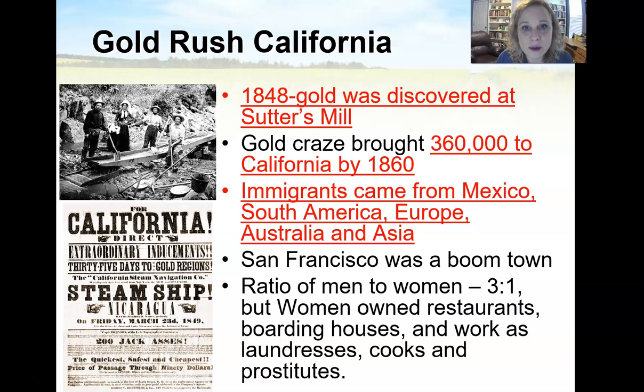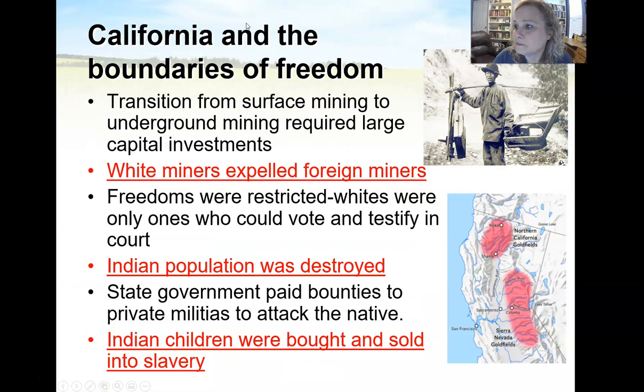The ratio of men to women is 3 men to 1 woman. Interestingly enough, people really don't make a lot of money off of prospecting itself. Most of the people that made money during this time were restaurateurs and hotel owners, and even brothels. That becomes a really big thing, and prostitution was legalized in most, if not all, of these boom towns. So a lot of entrepreneurial activity was going on, and huge growth came to California.